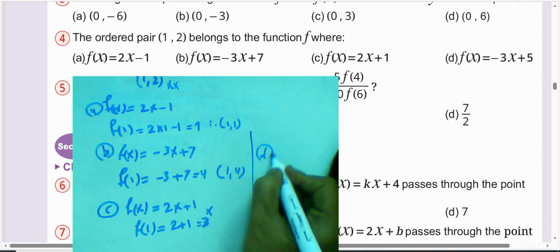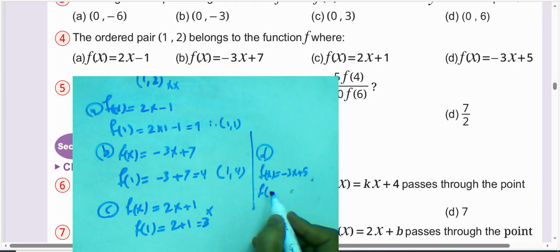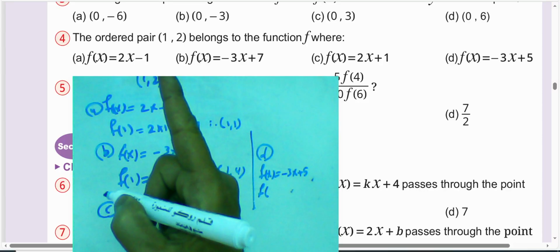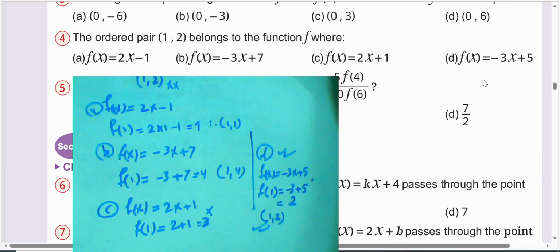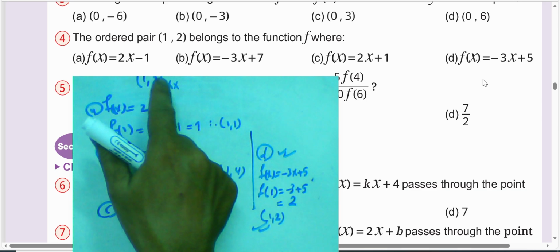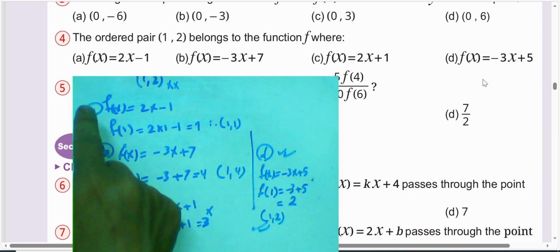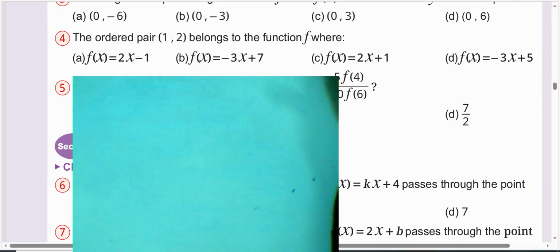And what about letter D? We have f of x equal to negative 3x plus 5. Put x equal 1. 1 times negative 3 is negative 3, plus 5. Then f of 1 equals negative 3 plus 5, it will be 2. Then the point will be 1 and 2. The point satisfies letter D. The answer will be letter D because the point 1 and 2 satisfies this function. If you put x equal 1, then the image will be equal to 2. But at letter A, B and C, the point does not satisfy. Next question.